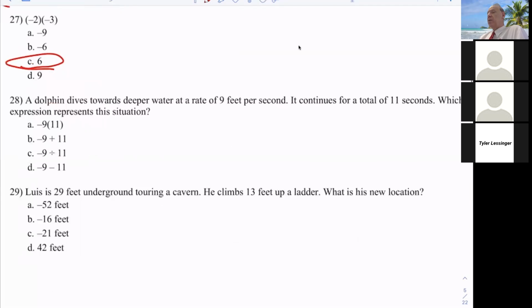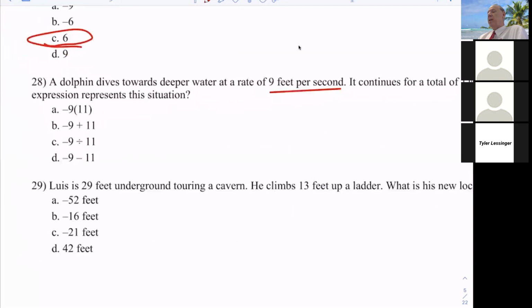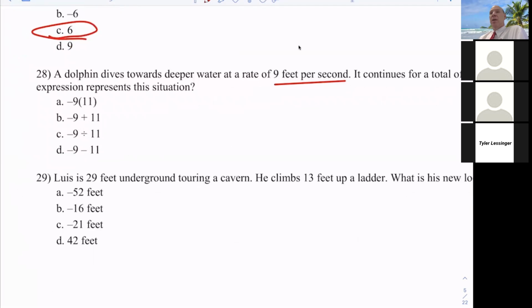Now it says a dolphin dives toward deeper water at a rate of 9 feet per second. If he continues for a total of 11 seconds, which one of those represents the situation? A, right, because he went down 9 feet per second. So that's why that's negative. Is everybody okay with 28 being A?